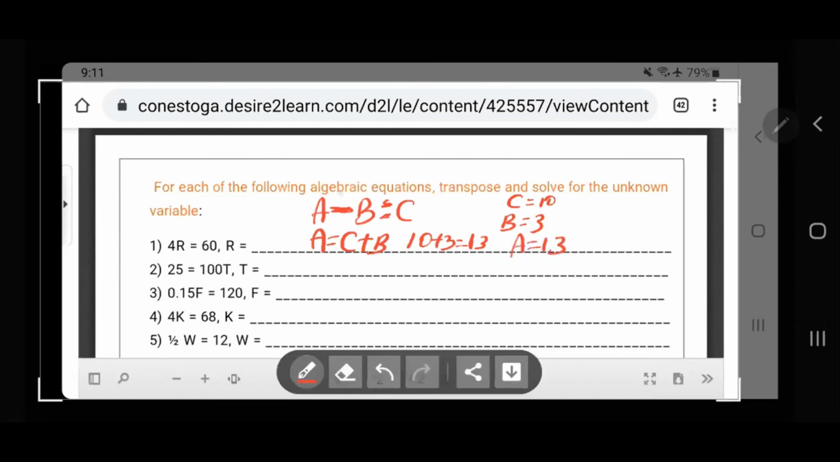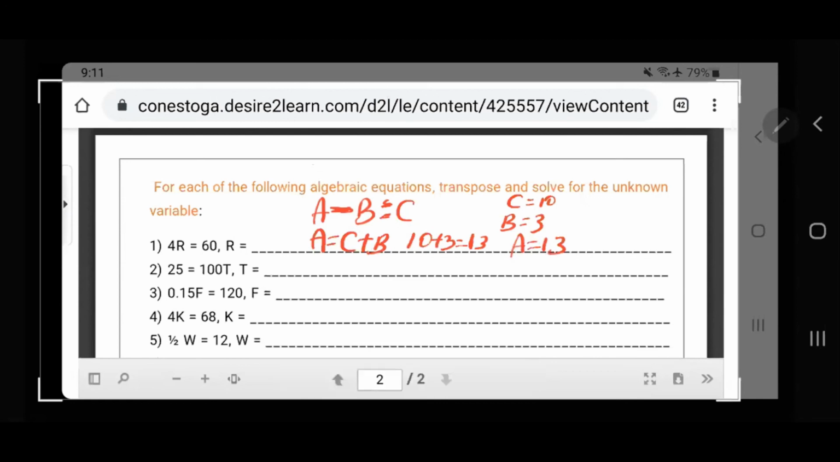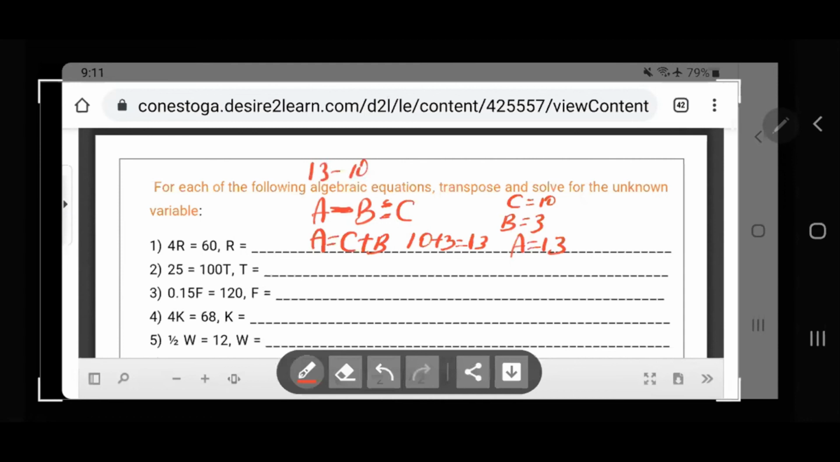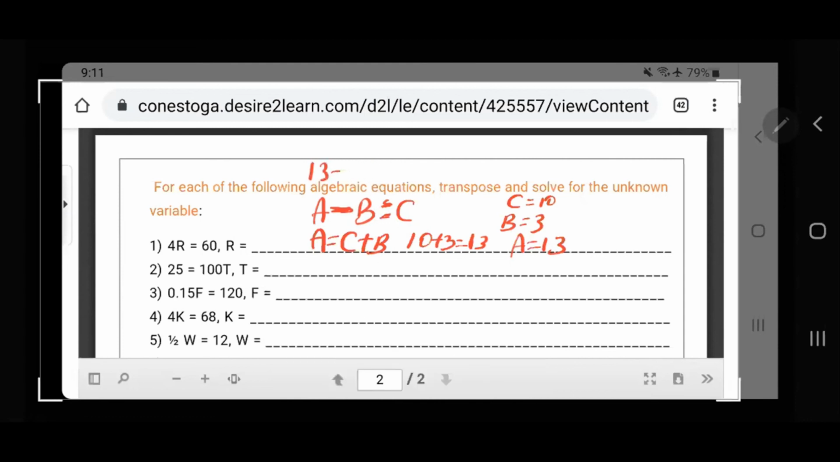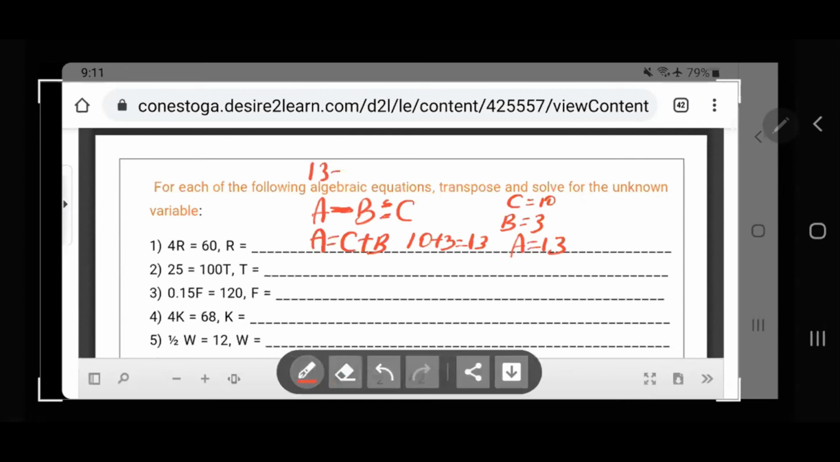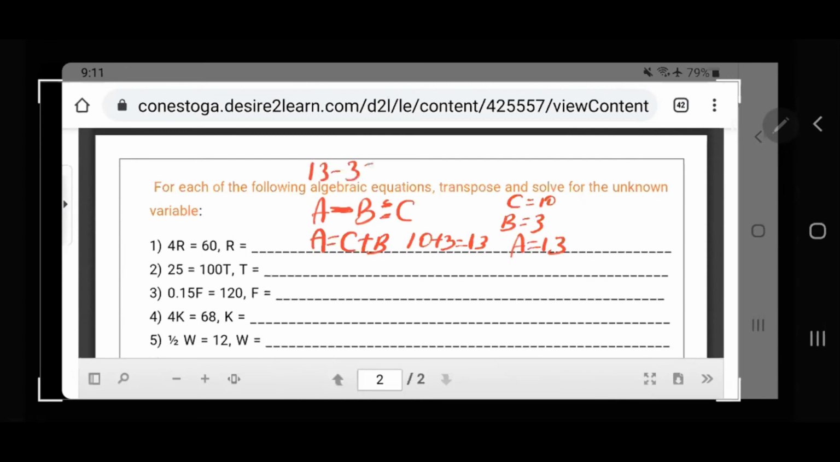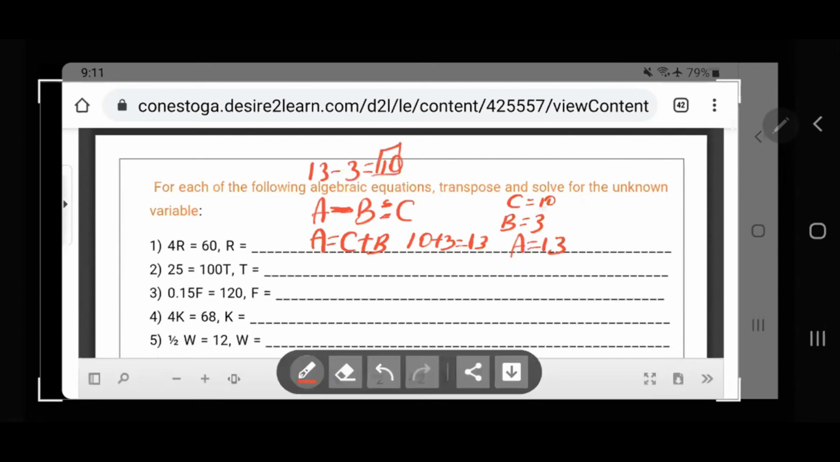So if we substitute into the original formula, we have the 30 minus 10. Okay, sorry, 30 minus 3, which is B, is equal to 10. That was the answer for C.